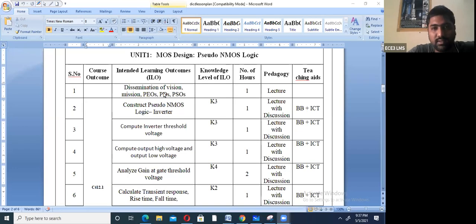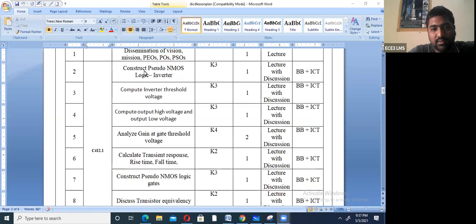So first unit is pseudo NMOS design. The main concentration of the first unit is pseudo NMOS logic. Here, construction of the pseudo NMOS logic inverter means you have to explain the operation of the pseudo NMOS inverter.